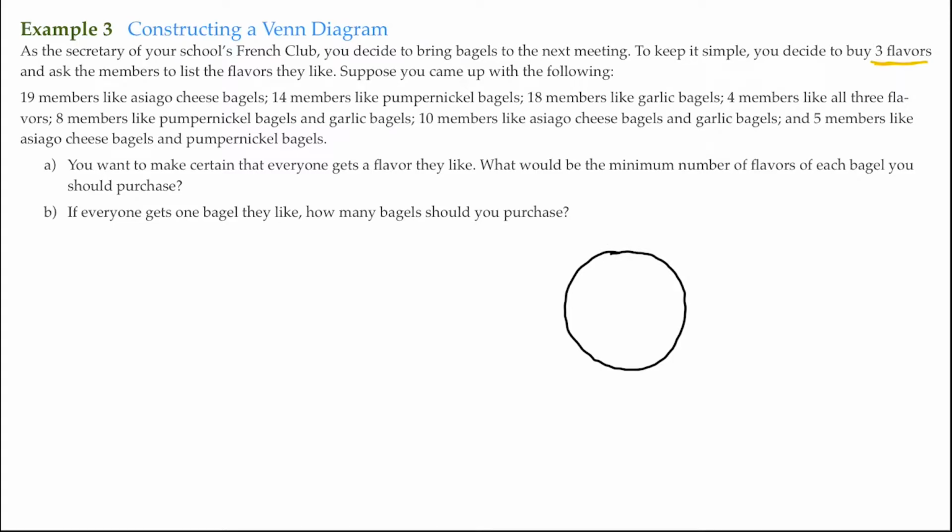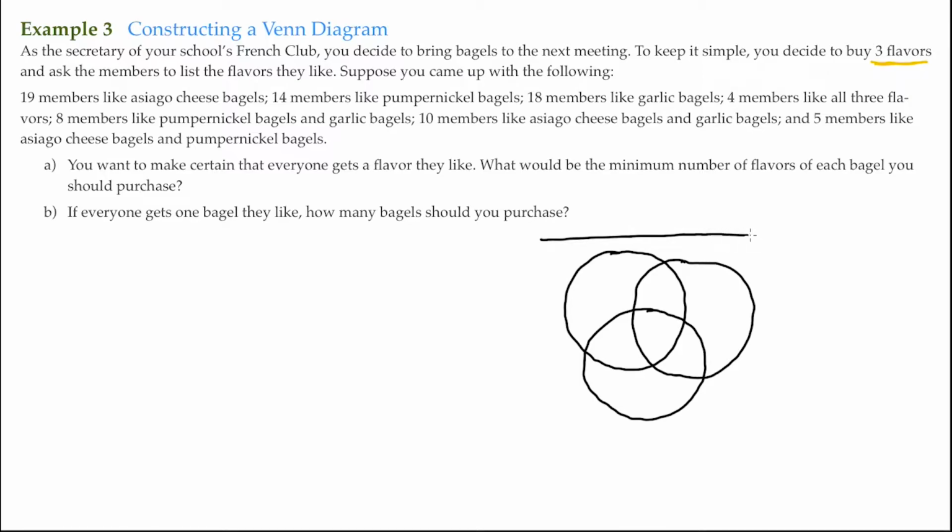Here's one. There's the other. And of course, the last one. Then all of this is going to be encompassed in a rectangle that represents the universal set.